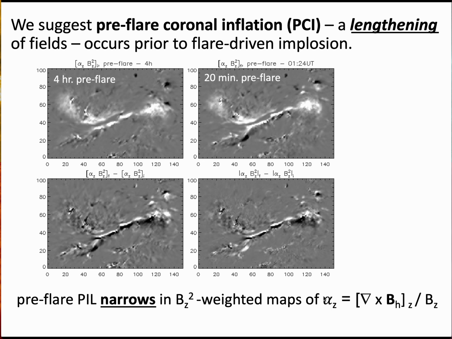This parameter alpha sub z is basically Jz over Bz. And I've got a map of this twist parameter weighted by Bz squared from 4 hours before the flare and from 20 minutes before the flare. And you might be able to see that the PIL region narrows. This is also shown in this difference image here, where white is where unsigned twist has increased, black is where it has decreased, and white has moved inward toward the PIL. This would happen if there were a twisted flux rope emerging and its intersection with the photosphere were decreasing, or if flux cancellation were occurring. Both of these things would tend to inflate the pre-flare coronal field.